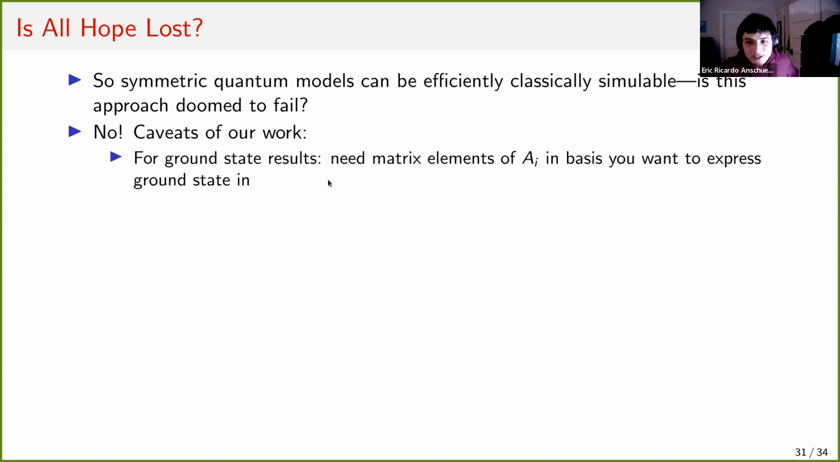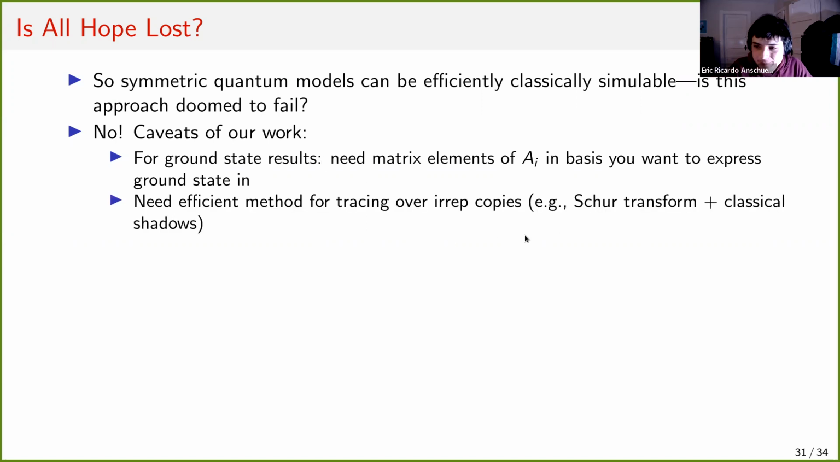So for one, if you actually want to write down ground states and stuff in terms of known basis elements, you have to know the equivalent of your symmetrized polygroup, what their matrix elements are in whatever basis you're interested in. And that isn't necessarily a given. For the symmetric group, these things are very well studied. So we know these things. And we calculate these things also in our paper.